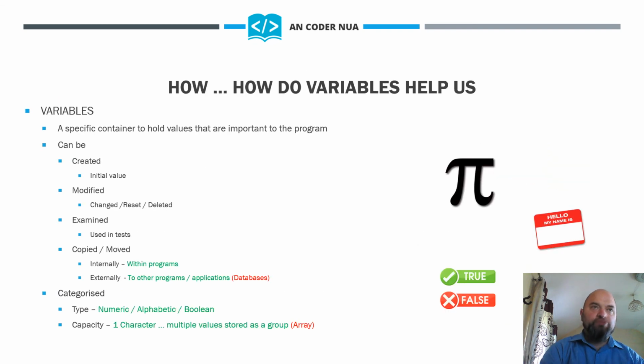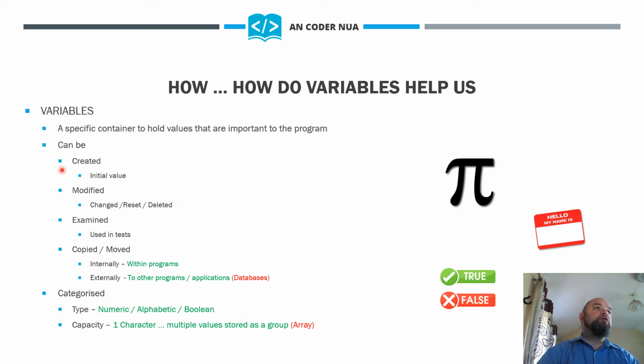So how do variables help us? You could define a variable as a specific container to hold values that are important to the program. Like the algorithm that I was showing earlier, basically the running total as we went along doing our shopping.